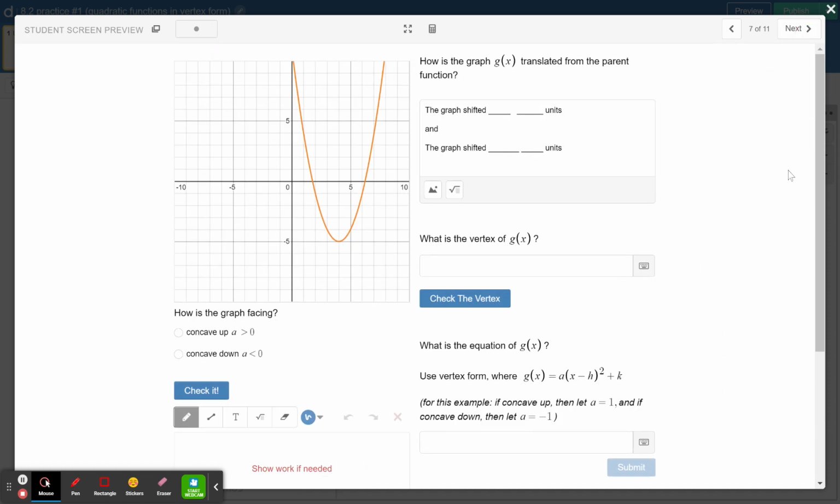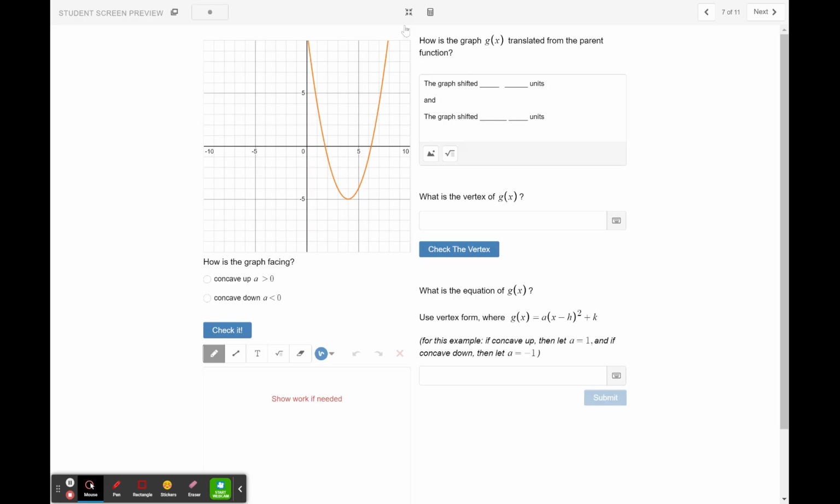All right, for this graph, I actually took off the parent function because by now we should be just looking at the vertex. How did it move from the origin? So we're going to start here. It moved 4 to the right. And how many down did it move? It moved down 5. So I'm going to write that here.